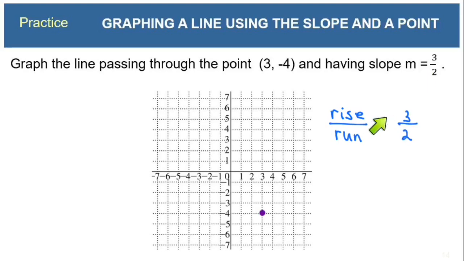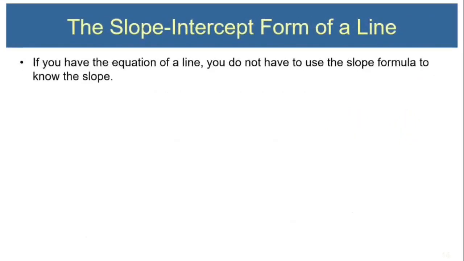So it says rise over run is 3/2. That means from this point we rise 3, 1, 2, 3, and we run 2, 1, 2. That's where our second point goes. And now we just draw a straight line between those 2 points. And again, notice that this line is slanting uphill as we go from left to right, and it has a positive slope. So now let's talk about the slope-intercept form of a line.